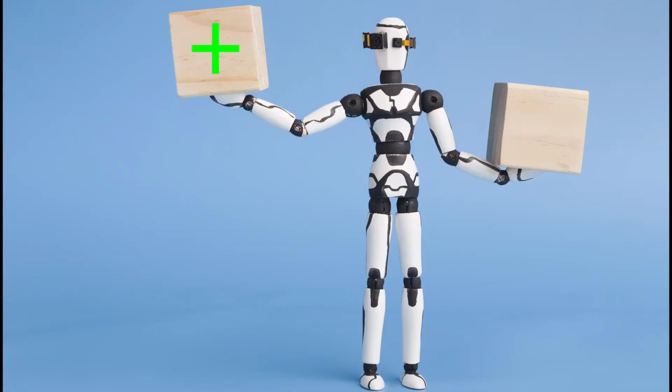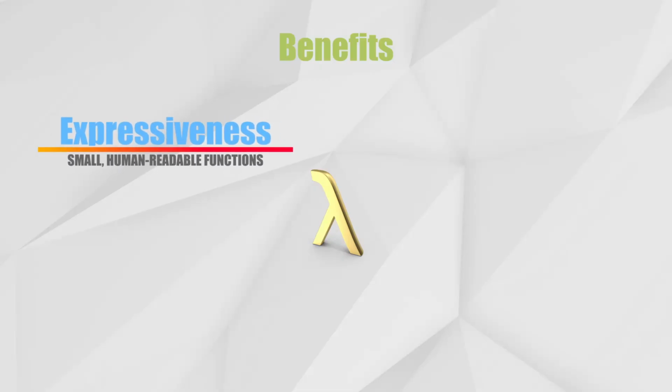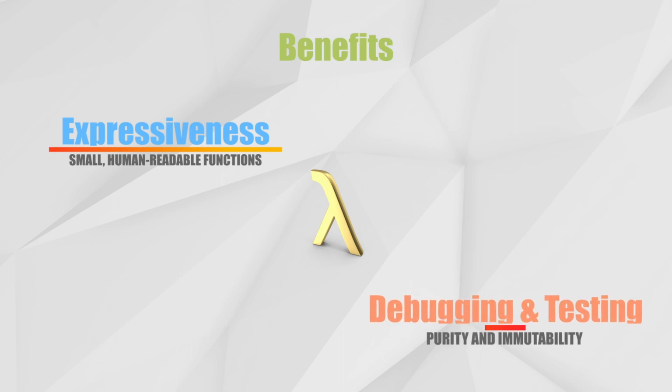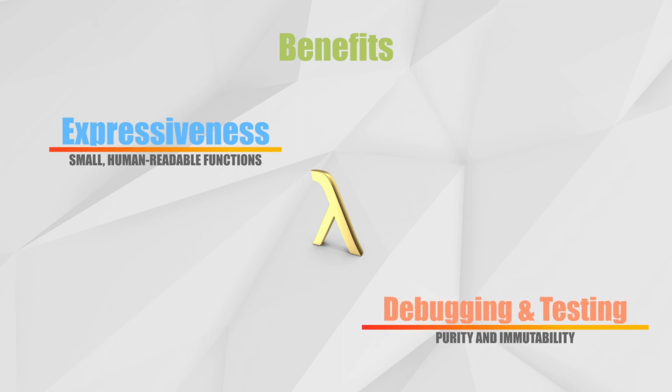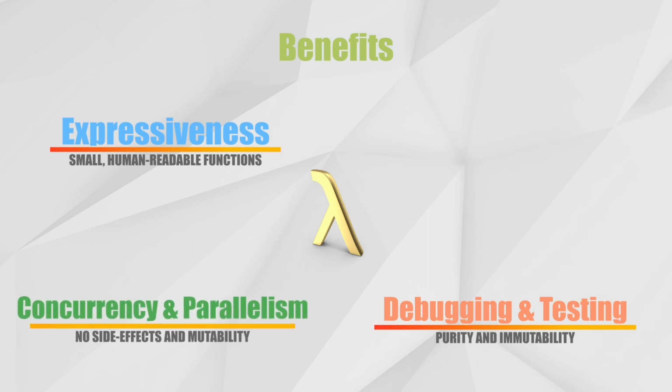What are the benefits of functional programming? Expressiveness. Small, declarative, and human-readable functions designed to do one thing and do it well. Debugging and testing. Purity and immutability make it easy to reproduce bugs and write unit tests to validate the expected results. Concurrency and parallelism. With no side effects or shared mutable objects, multi-threading issues such as race conditions are not applicable.